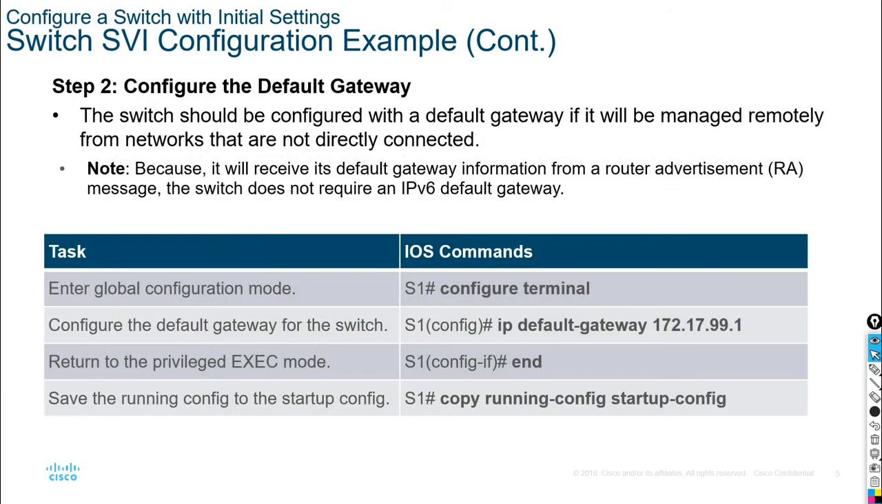To configure the default gateway, the switch should be configured with a default gateway. If it is, it can be managed remotely from networks that are not directly connected. For this purpose, you enter global configuration mode, configure terminal, and configure the default gateway for the switch with ip default-gateway, which may be 172.17.99.1. To return to privilege mode, the end command is used, and to save the running config to startup config, use the command copy running-config startup-config here.